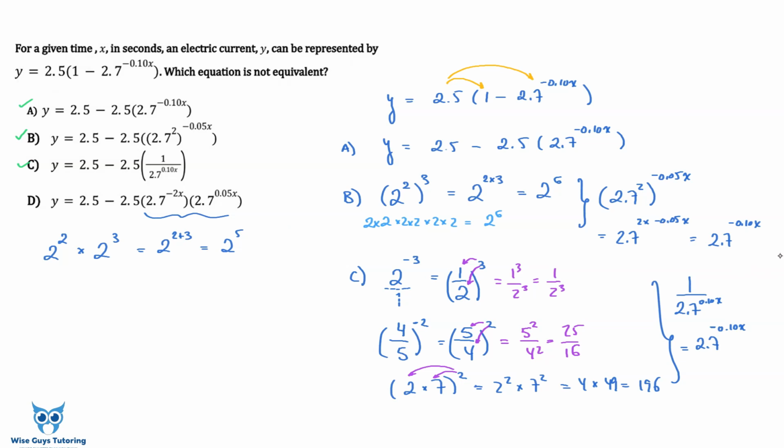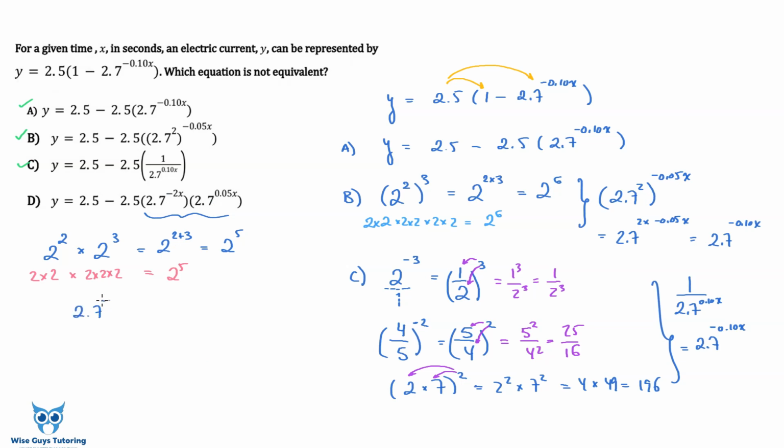And here's the reason why. If I was to break them down separately, 2 squared is 2 times itself twice. 2 cubed is 2 times itself 3 times, right? So if I look at these, 1, 2, 3, 4, 5, I'm just multiplying 2 by itself 5 times, right? So there you go.